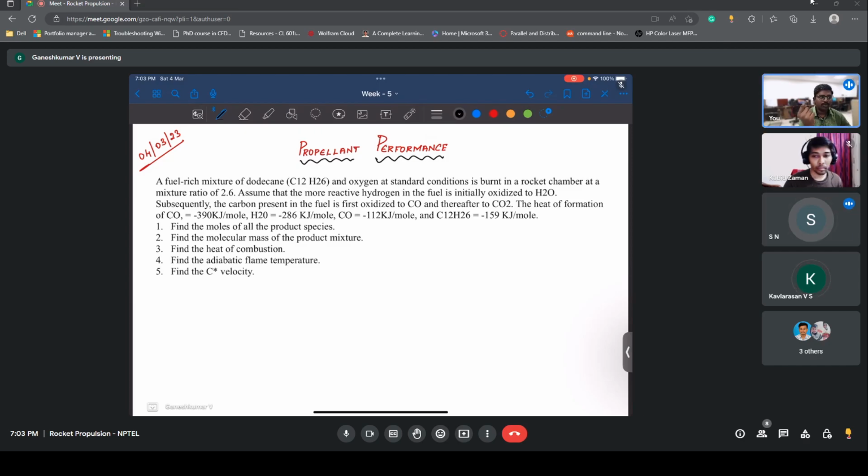So for one mole of fuel, how many moles of oxygen are required? That is how we calculate. Okay, thank you.